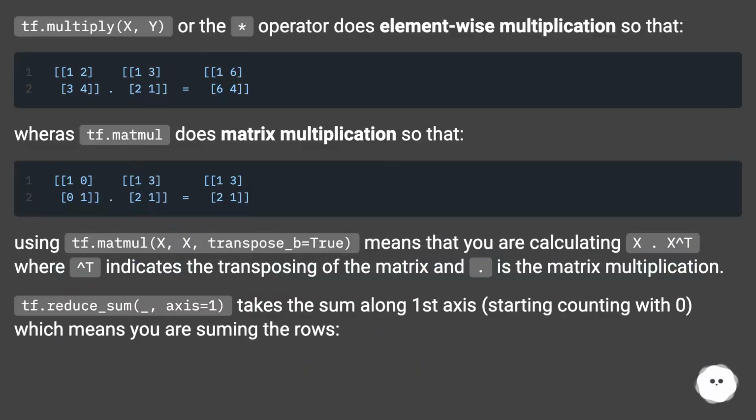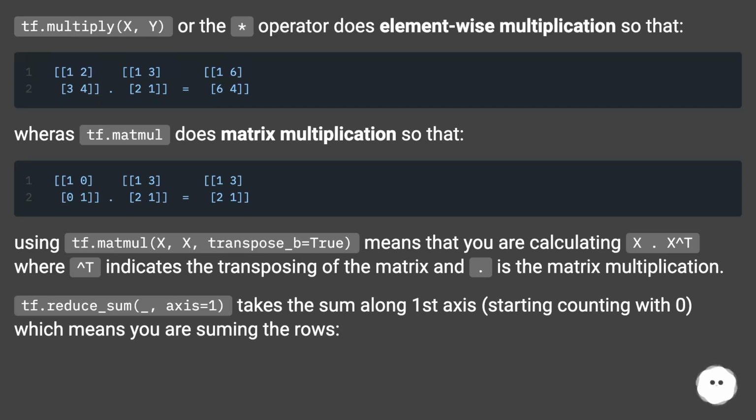Tf.Multiply(x, y), or the asterisk operator, does element-wise multiplication, whereas Tf.Matmul does matrix multiplication. Using Tf.Matmul with transpose_b equals true means that you are calculating x times b to the power of t, where t indicates the transposing of the matrix, and it is the matrix multiplication.